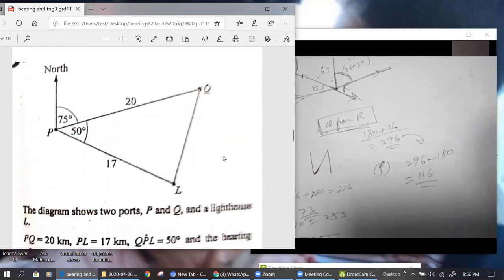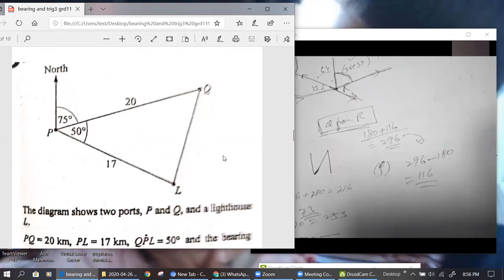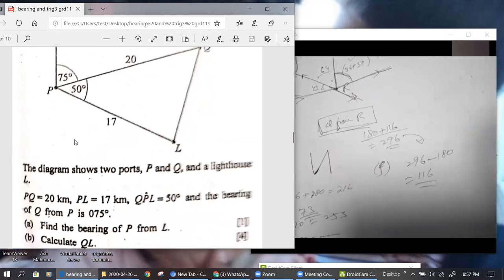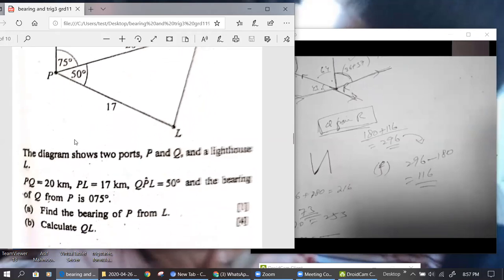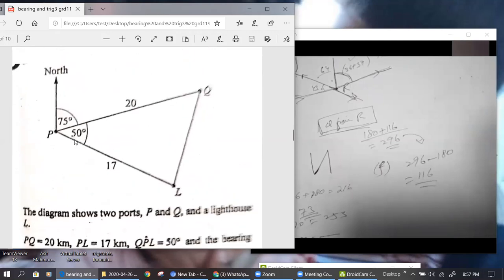So now this is another question where bearing and cosine law are used together. If I say find out this QL, of course you will use cosine law, right? And if I say find out the bearing of L from P, you will find this one, right? Now see what they ask. This is a past paper question, and they said find the bearing of P from L.